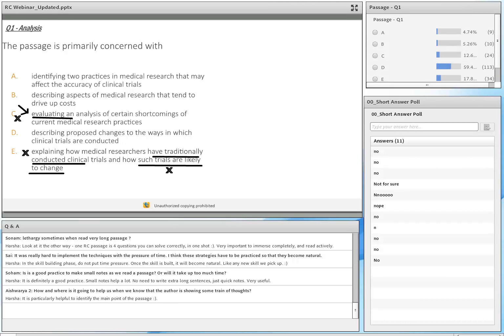All right. Now, when you look at choice D, which is our correct answer, which about 60% of you have chosen, describing proposed changes to ways in which clinical trials are conducted. There's a proposal that is there, and which is F&M, and the author is describing what that proposal is, and which is what makes choice D the correct answer. Okay.